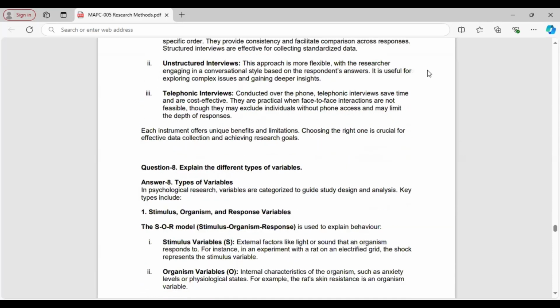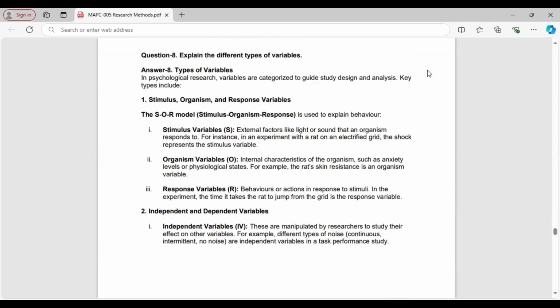Question 8. Explain the different types of variables. In psychological research, variables are categorized to help study design and analysis. And the key types are stimulus, organism, and response variables. Stimulus variables are external factors like light, sound, crowd that organisms respond to. For example, an electrified grid shock in a rat experiment.